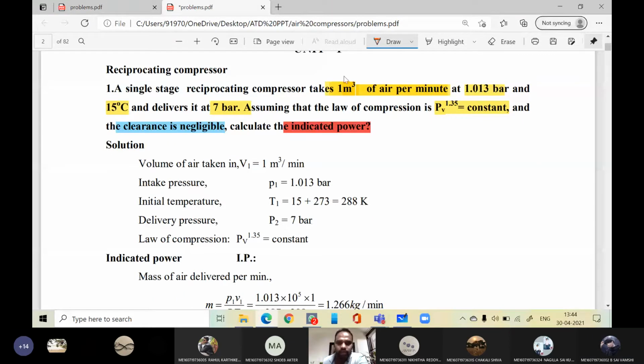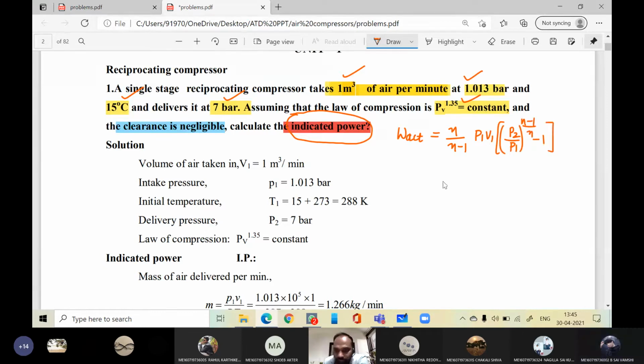Now, a single stage reciprocating air compressor: inlet volume is given, inlet pressure and inlet temperature, delivery pressure is given, law of compression is given, and clearance volume is 0. Calculate indicated power. In order to calculate indicated power, first we should calculate indicated work, W actual. Can anyone tell me the formula? PV^1.35, which process is it? Polytropic process. N by N minus 1, P1 V1 into (P2 by P1) whole power (N minus 1) by N, minus 1.